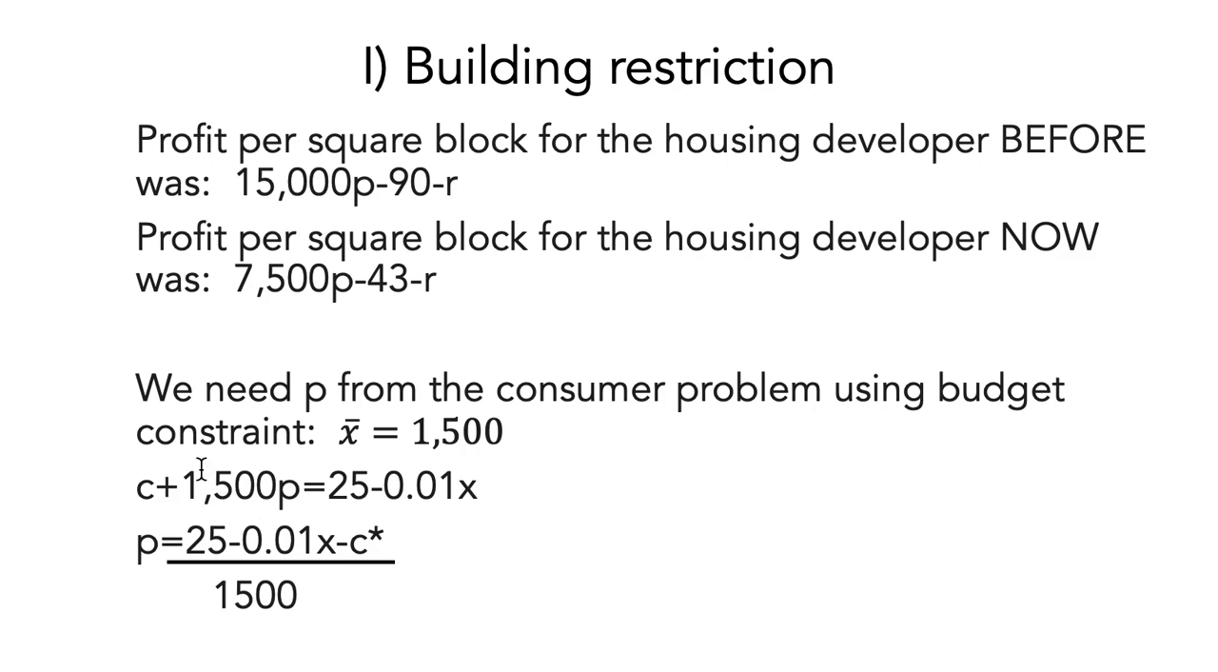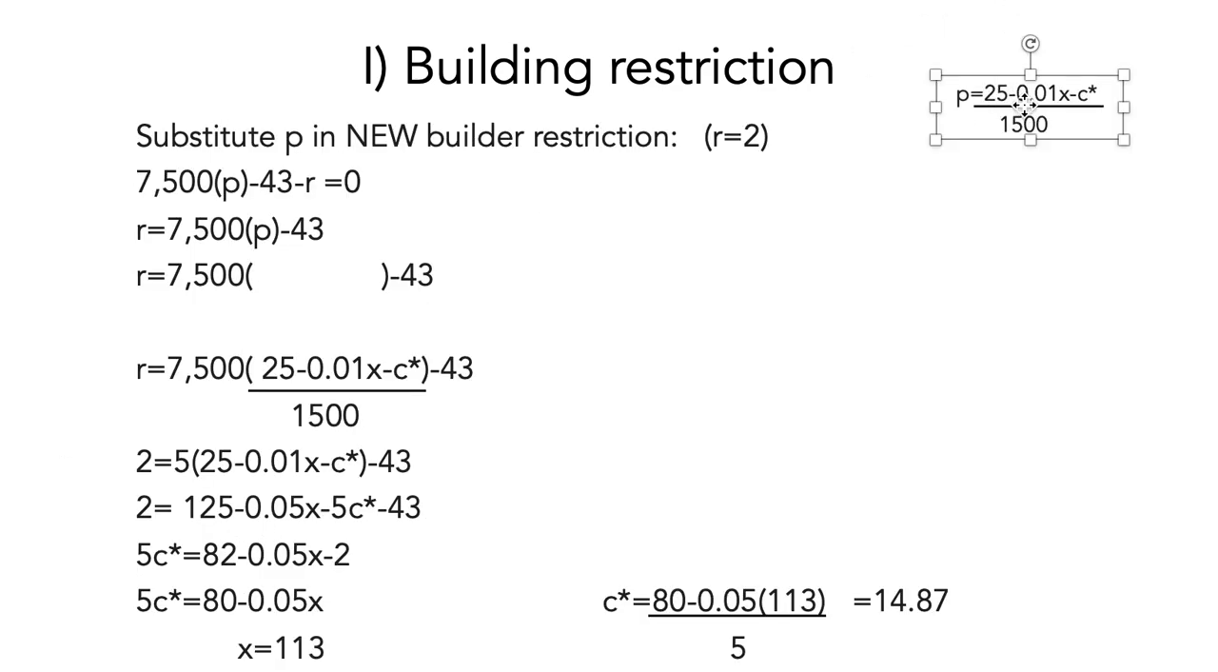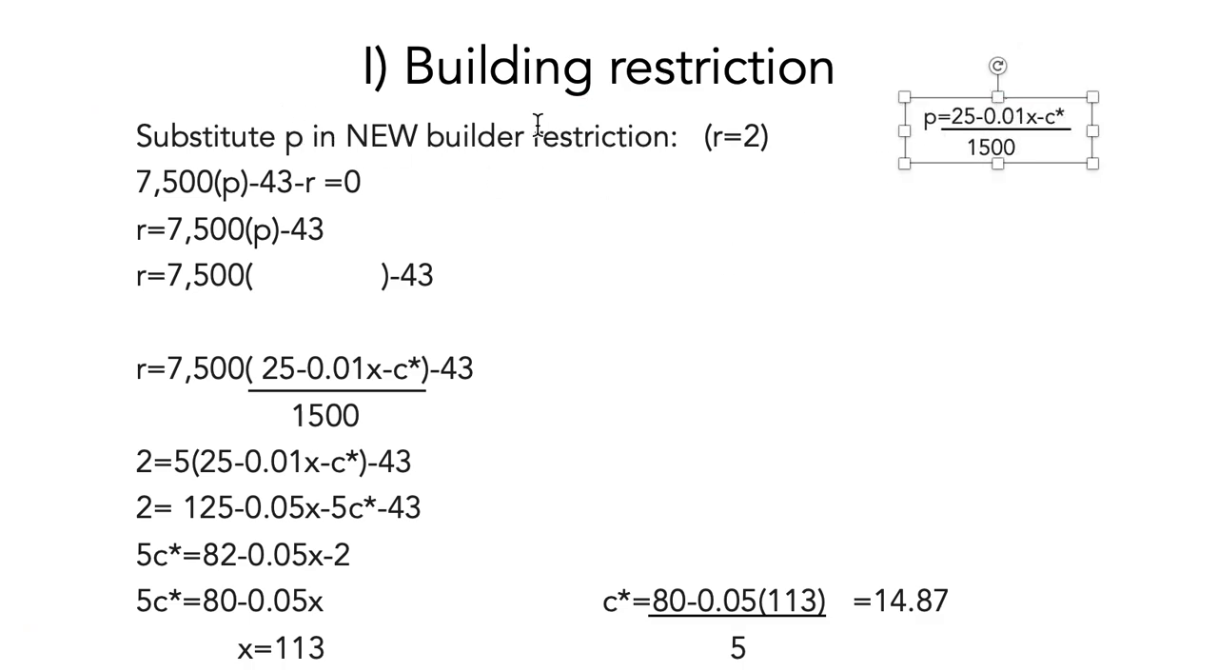Now let's go to the developer. I copy here the value of the consumer. The builder restriction is 7,500 times P minus 43 minus R equals zero profits. So that means that R must be equal to 7,500 P minus 43. And instead of P, I'm going to plug this number. We put it here, so we have this equation.